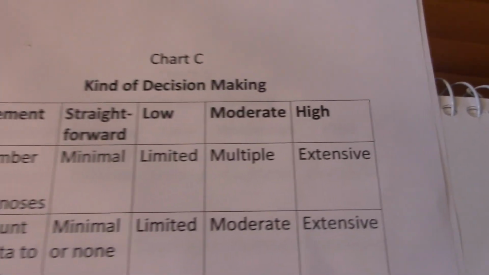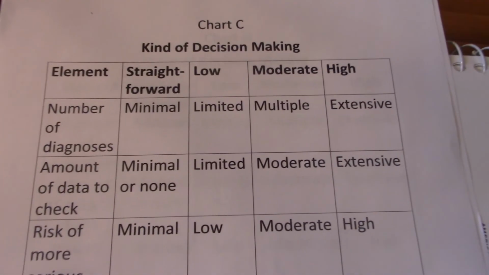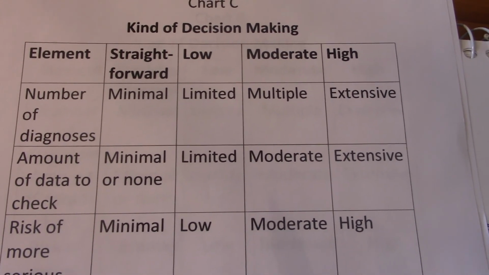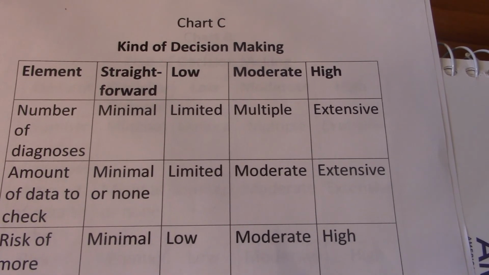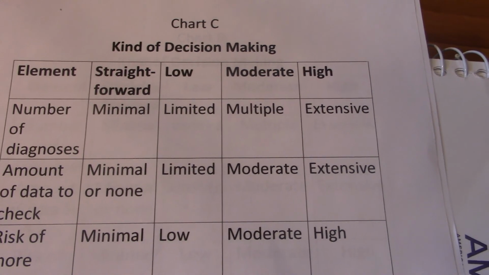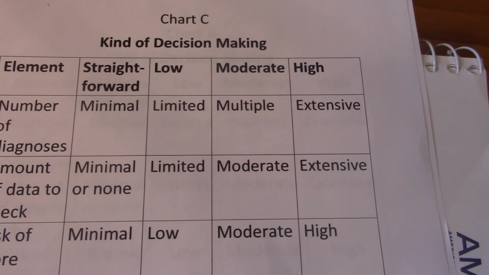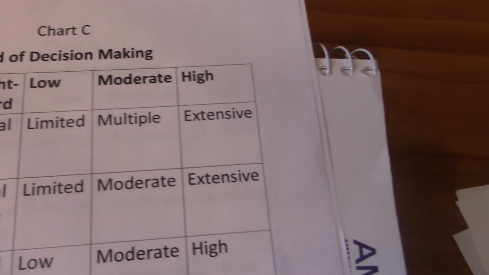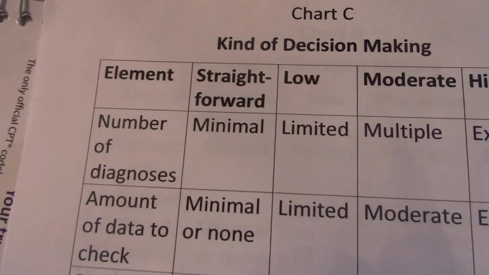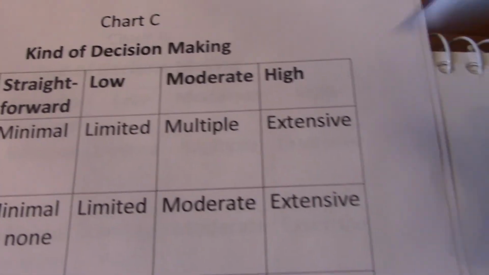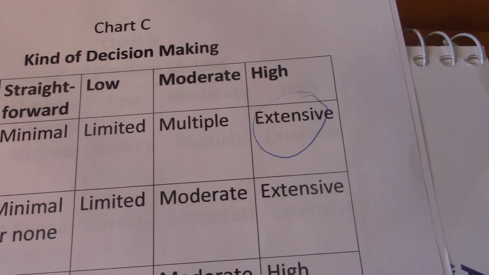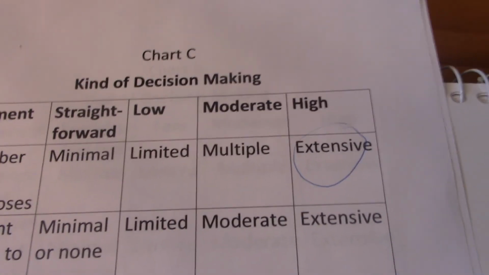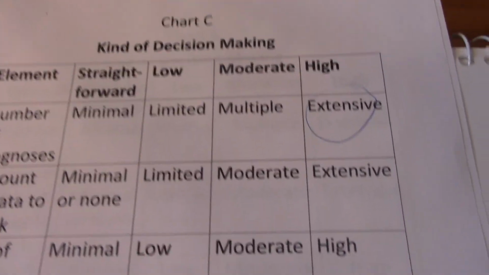All right, let's try one more. Another example would be if the patient has an extensive number of diagnoses. He's got hypertension, epilepsy, dementia, Alzheimer's, old age, mental retardation. See how I'm going on with these diagnoses? So see the word extensive for number of diagnoses. Let's go over here and mark extensive for the number of diagnoses. He had a moderate amount of data to be checked. Multiple lab work. Let's do moderate.